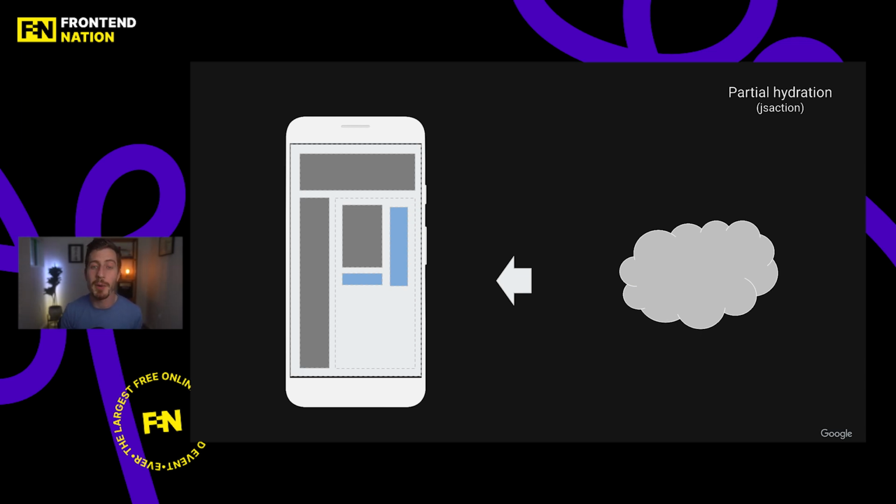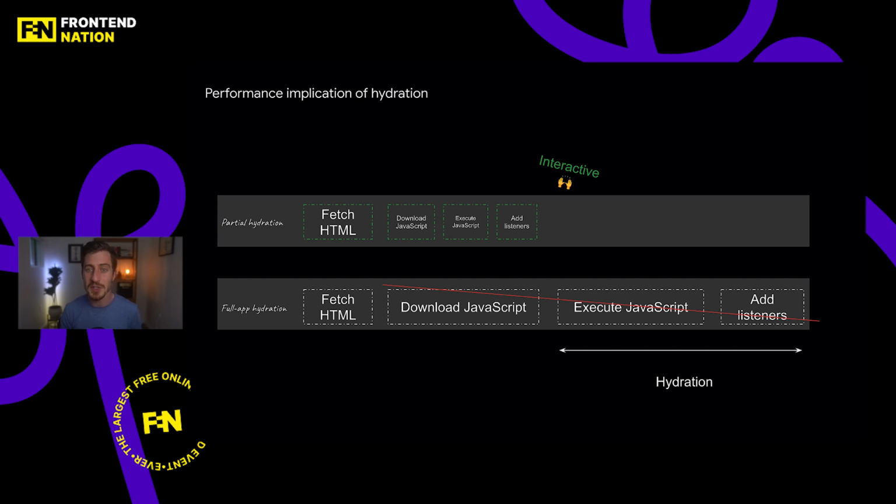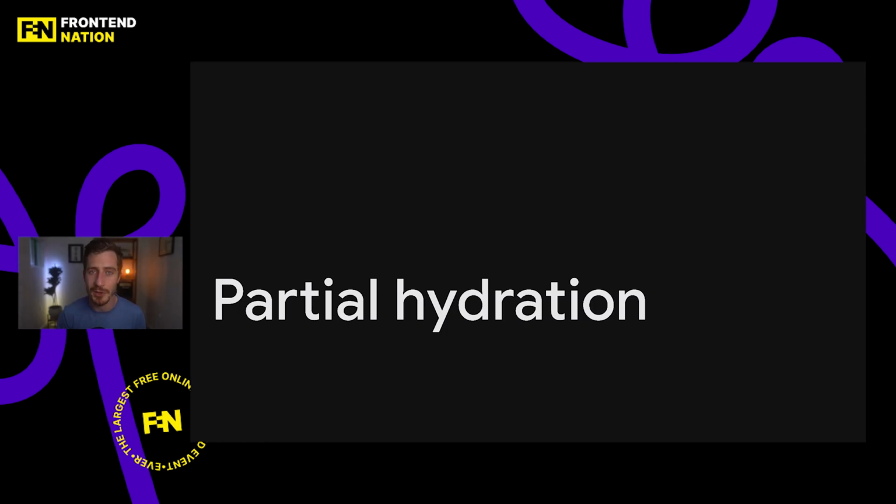This technique is called partial hydration, and you can benefit from having a significantly smaller JavaScript bundle, plus improved total blocking time and better Core Web Vitals metrics. Partial hydration is coming to Angular in the next couple of weeks, so make sure you stay tuned and follow us on twitter.com/Angular for the latest updates.